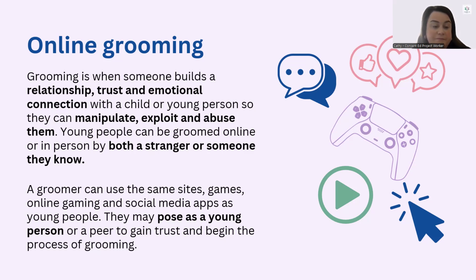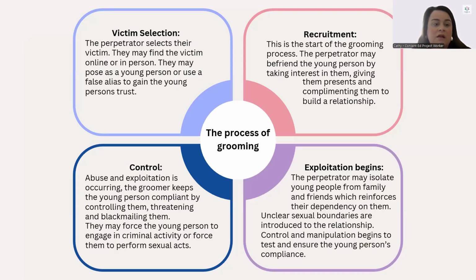The process of grooming. So it starts with victim selection. So the perpetrator selects the victim. They may find the victim online or in person. They may pose as a young person or use a false alias to gain the young person's trust.